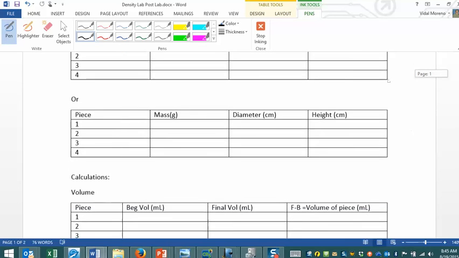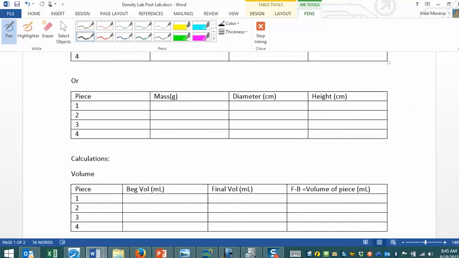Volume of the. Does that table pretty much do it? So notice what I did. I said calculation, piece 1, piece 2, piece 3, piece 4, beginning volume, final volume, and then I said final minus beginning to get the volume in milliliters, right? If you can find a better way to do it, be my guest. I'm not married to this way. It just seemed to me to be the easiest.